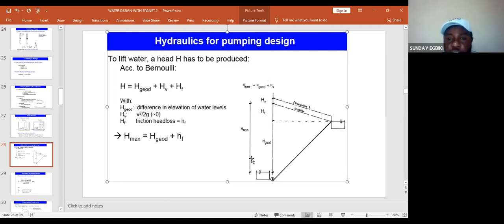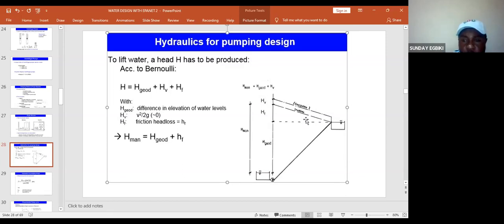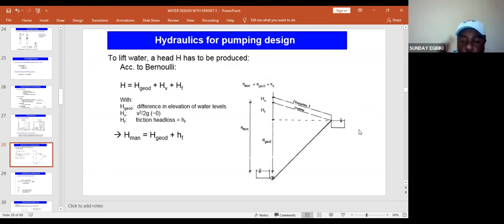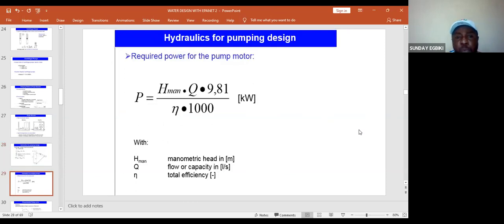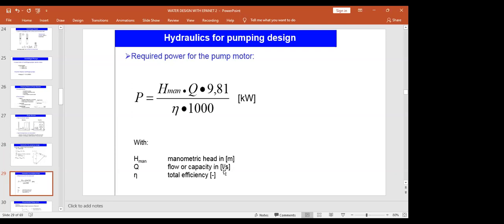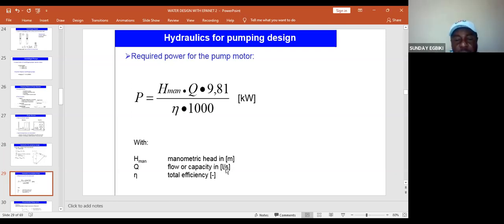Then you use the manometric head, which is a summation of the pressure head and the geodetic head. So why do you need all this? It is to know the size of your pump. When you come to this, you use this formula. This 1000 is here because the flow rate is in liters per second. But when the flow rate is in cubic meters per second, this 1000 will automatically disappear.